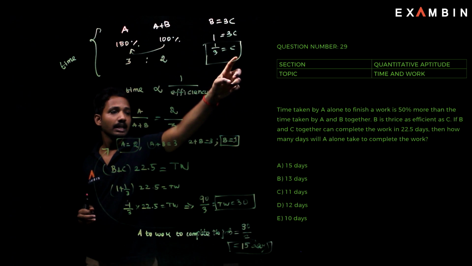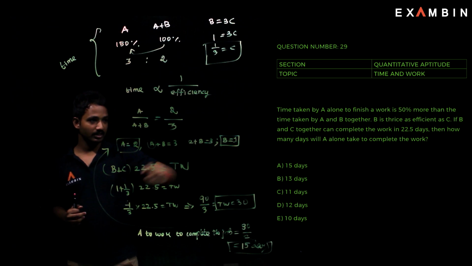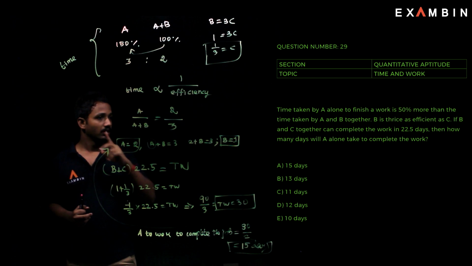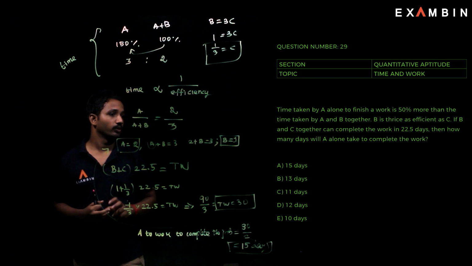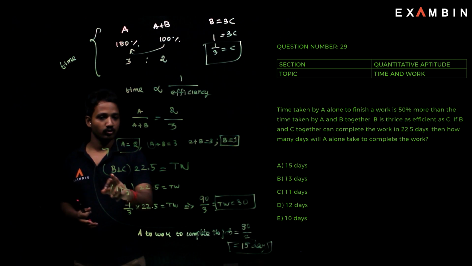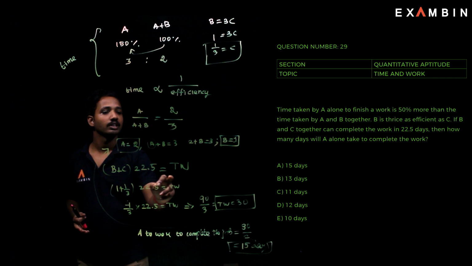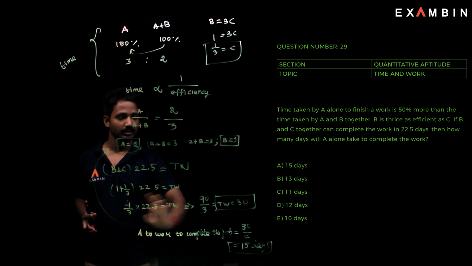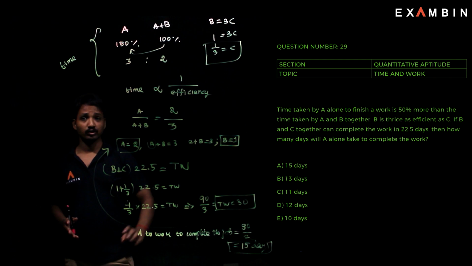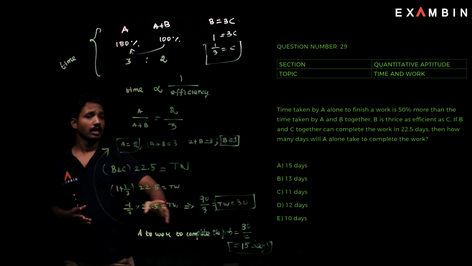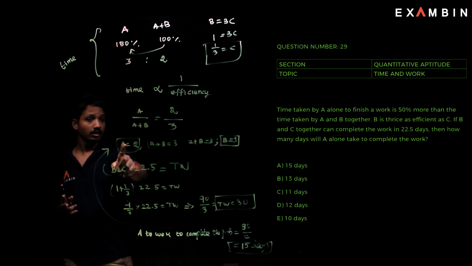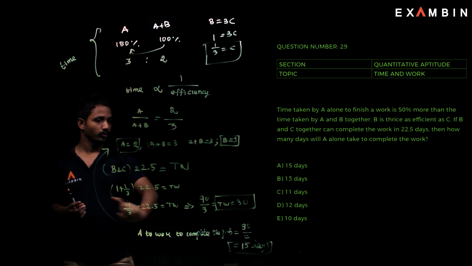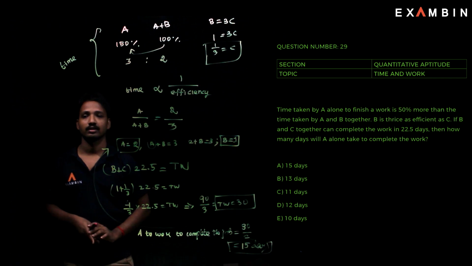Substituting these B and C values in the next statement given, that B and C together can complete the work in 22.5 days, B plus C into 22.5 is equal to total work. By reducing this, total work is 30. So the total work is 30 and A can complete 2 parts in a day. So 30 by 2, 15 days.